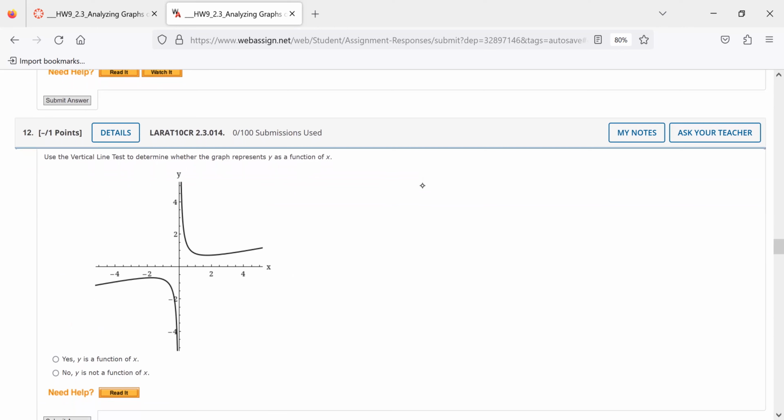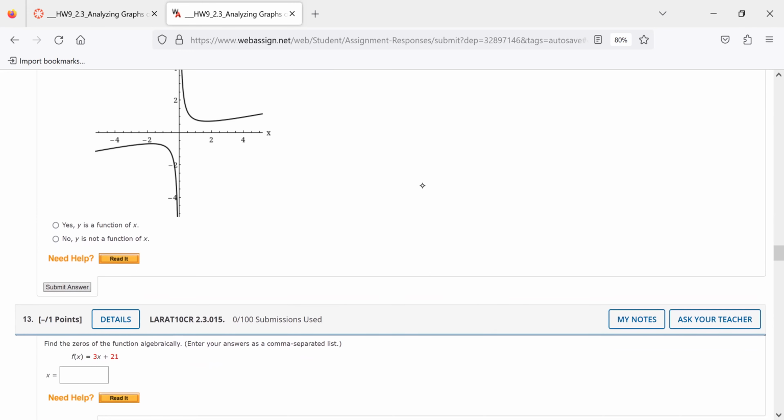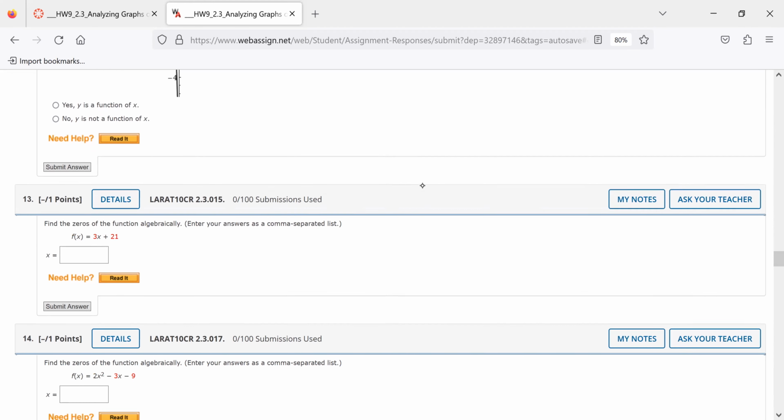Is this a function? Yes. Yeah, it looks like we're good. We do have an asymptote in the middle. But yeah, it's still a function. So let's move on.